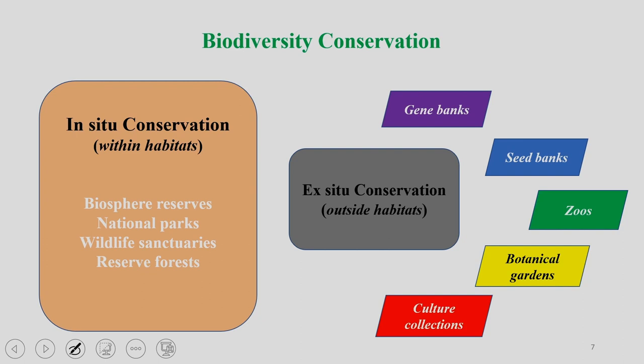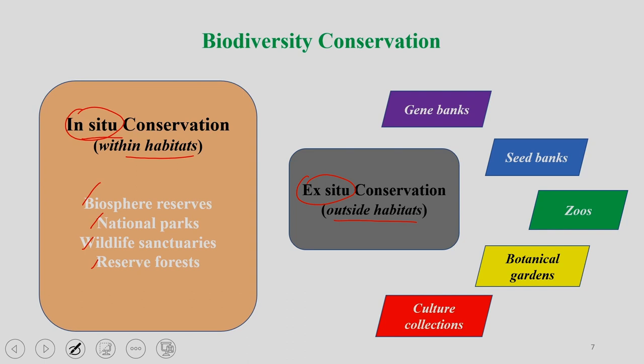So, biodiversity conservation is one of the important ways that we can reduce the extinction of important natural resources from our ecosystem. If you look at biodiversity conservation, we have mainly two different types of conservation practices: in situ, which is within the habitats, and ex situ conservation, which is outside its habitat.